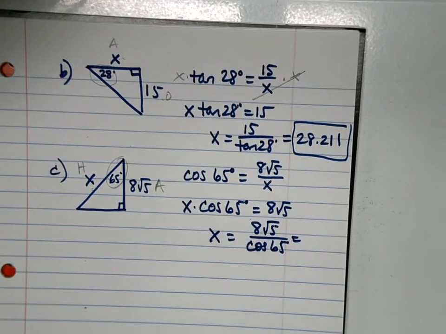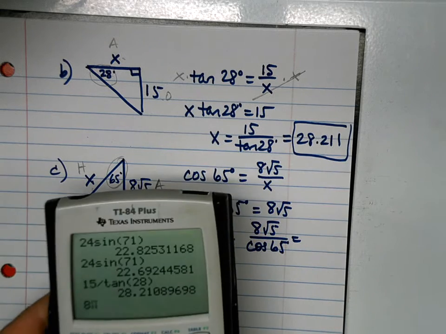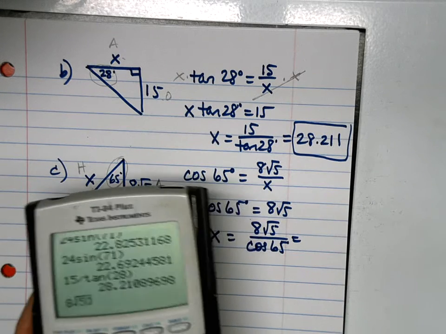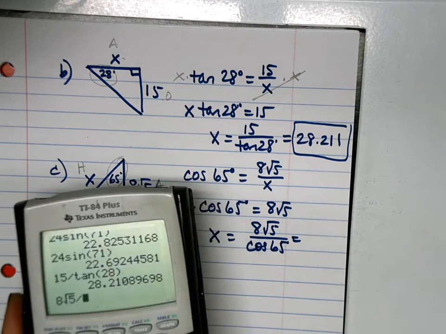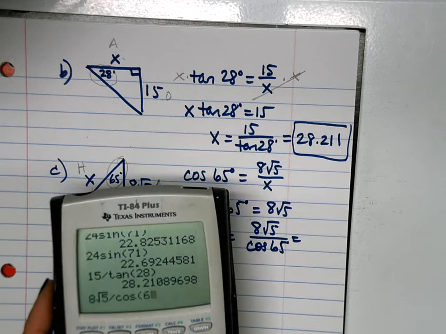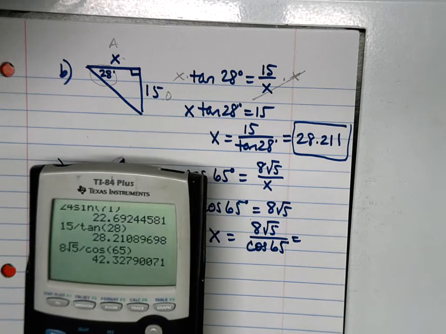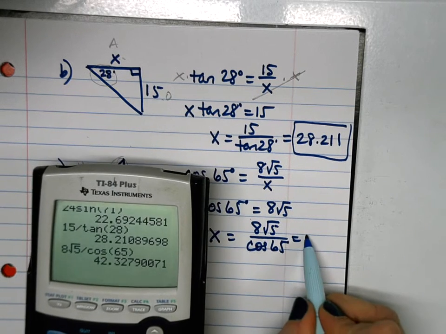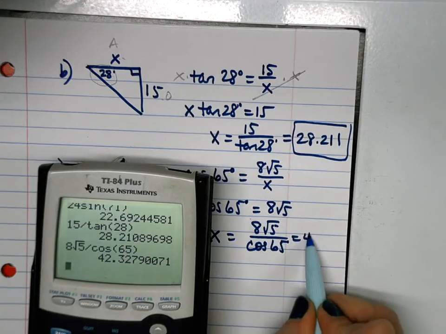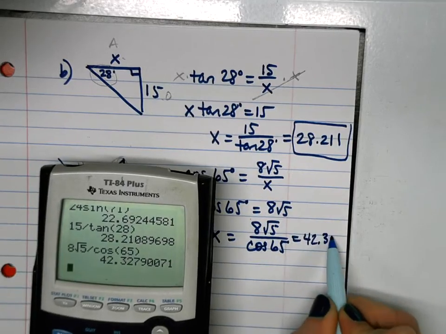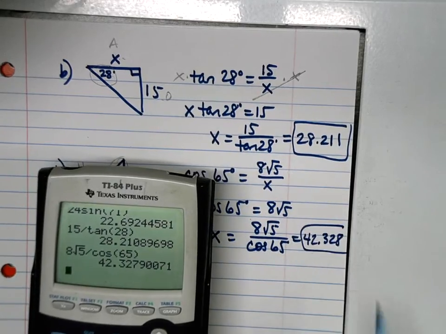Okay, and divide that, what do you get? 42.328. Okay. You guys agree with the rounding? 42.328. Okay. So again, that would be that side.